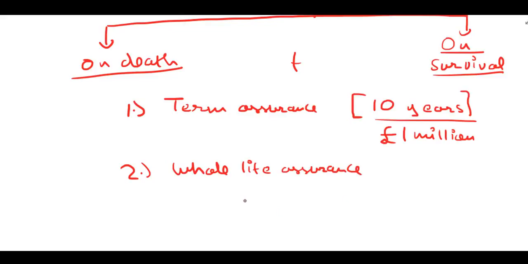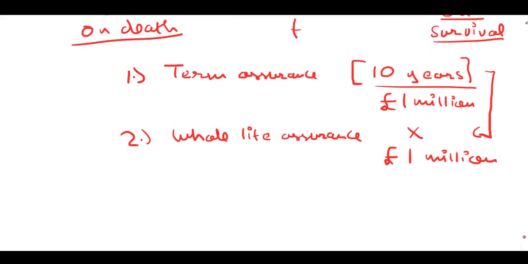What a whole life assurance is, is that this clause of 10 years is not present. The only contract is that whenever a person dies, the life insurance company would be paying an amount of, let's say, 1 million pounds, whenever he dies. So a whole life assurance is a term assurance without any time limit.